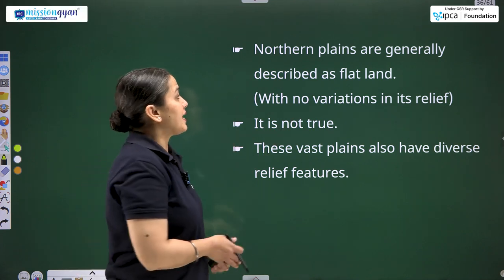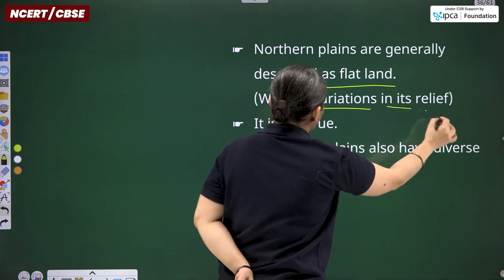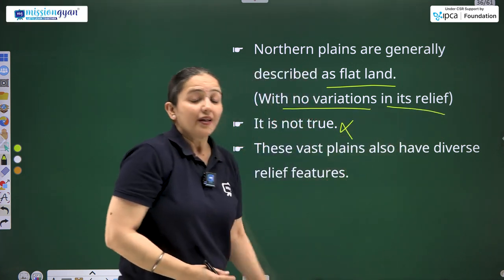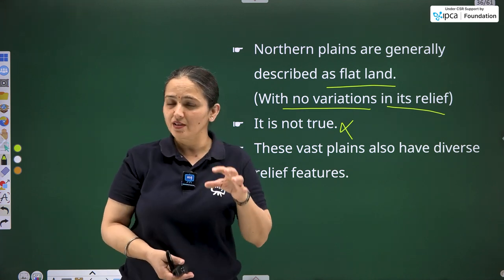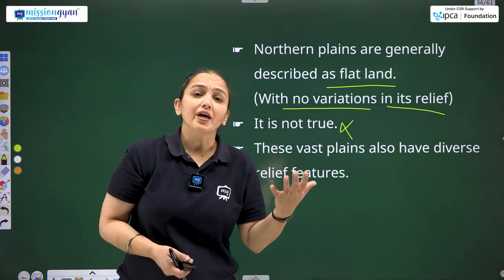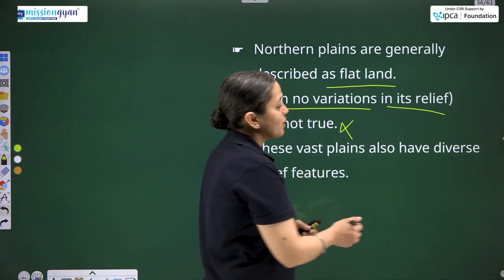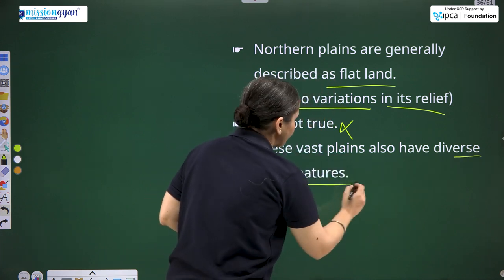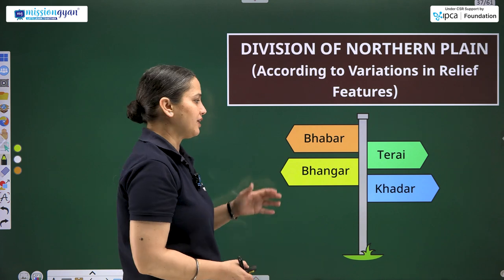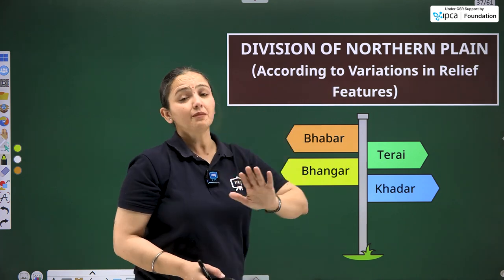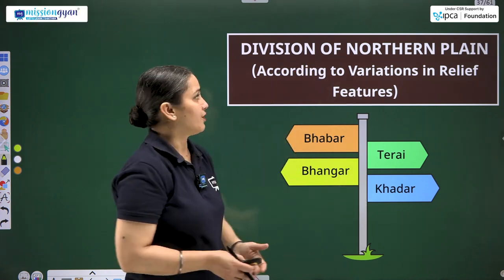Then northern plains are generally described as flatland with no variations in its relief, but it's not true. There are variations. There is no such landmass or land piece on this earth that does not have variations. That is Mother Nature's gift to us. So, these vast plains also have diverse relief features. What are those relief features? Do we have information about that? Yes, we do. Talking about the variations lying in the northern plains, we do have the division.